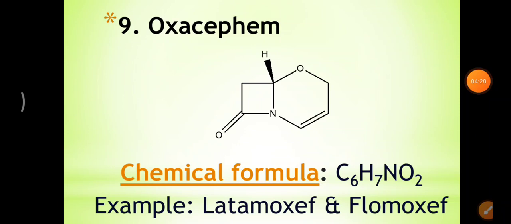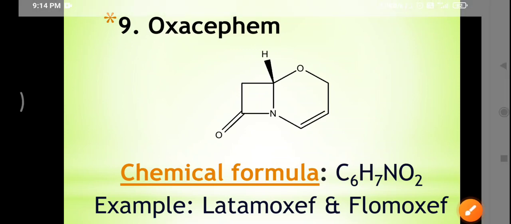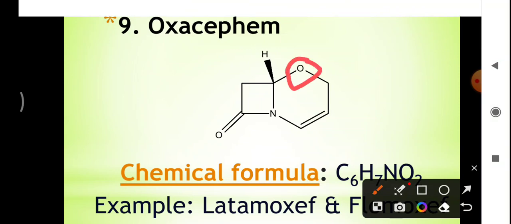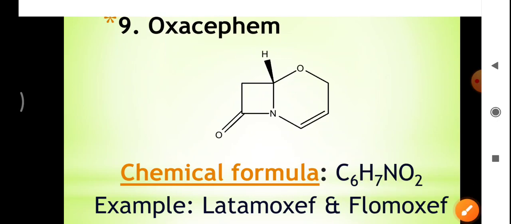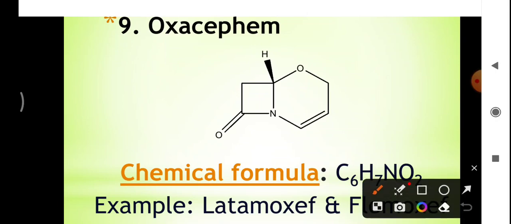Next is oxacephem. Oxacephem is similar to cephem but with oxygen substituted for sulfur. They are synthetic compounds, and replacement of sulfur with oxygen shows marked enhancement in their antibacterial activity. And the most common example is latamoxef.